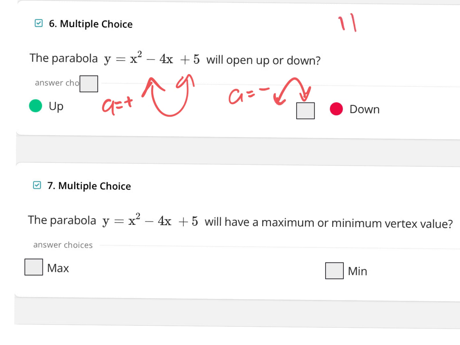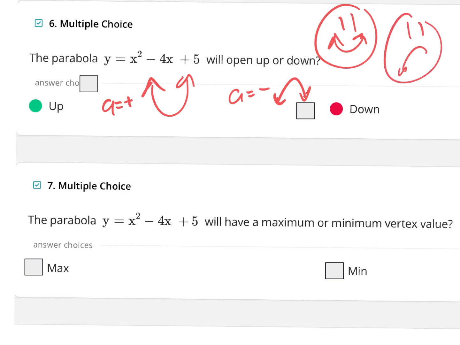It's kind of like if a is positive, you're happy and the parabola is opening up like a smiley face. If a is negative, you're sad, and the parabola is opening down like a frown. Anyway, knowing that the a value causes it to open up or down, if it's positive, it opens up. If it's negative, it opens down. Then you should be able to conclude if you have a maximum vertex value or a minimum vertex value. So on this one right here, do we have a maximum or minimum vertex value? Minimum. Why? Because it's positive, which means that it opens up, which means that the vertex is down here and there is no lower point than that.